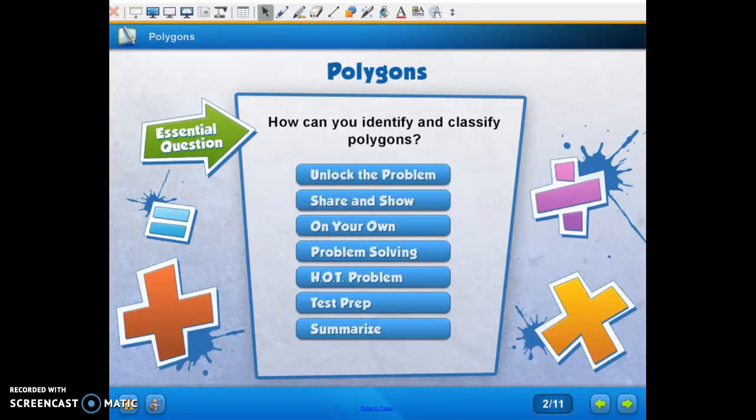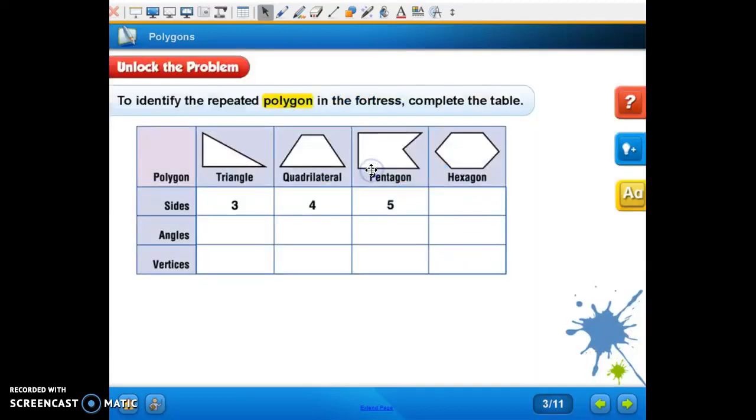Okay, today we're looking at lesson 11.1, polygons. We're starting our geometry and volume chapter. What is a polygon? It's a closed figure formed by 3 or more line segments that meet at points called vertices.